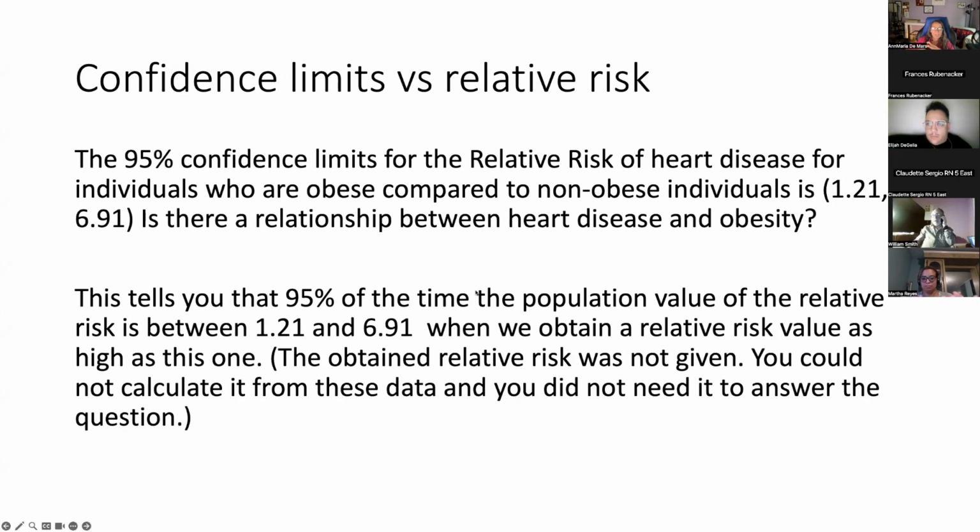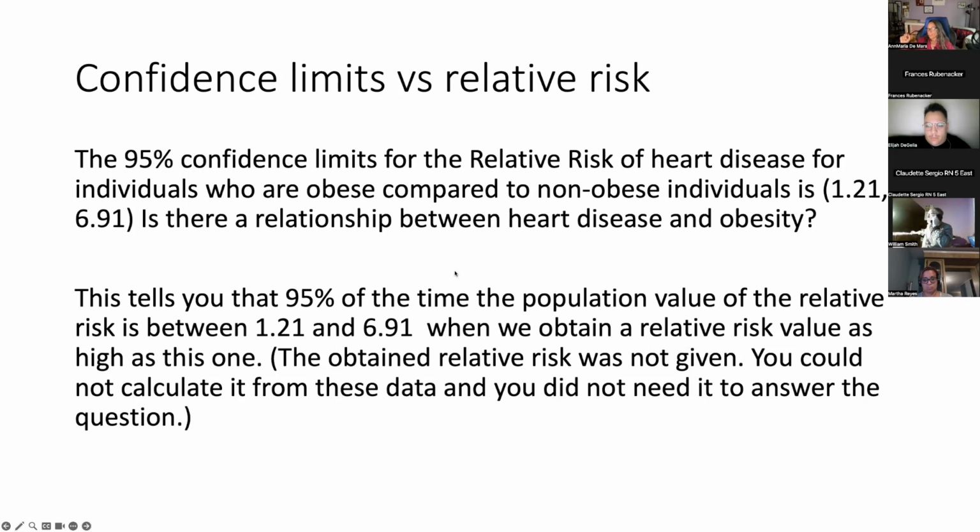So if this was a question: the 95% confidence limits for relative risk of heart disease for individuals who are obese compared to non-obese individuals is 1.21 and 6.91. Is there a relationship between heart disease and obesity? And often people will say, I can't tell you that because I don't know what the relative risk is. There's not enough information to tell, you didn't give me the relative risk. That is not the correct answer. The correct answer is yes, there is.